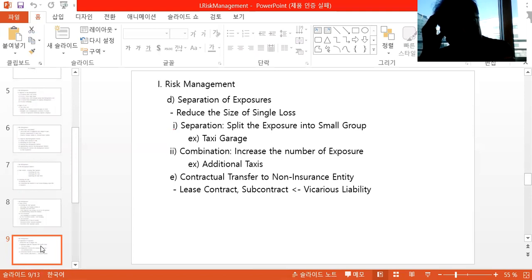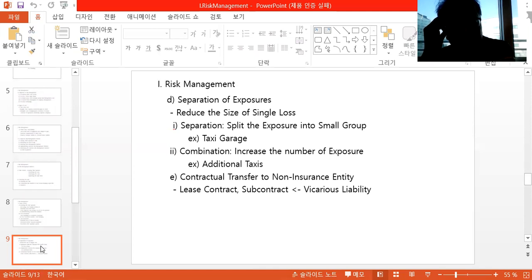Increase the number of exposures. If you have additional taxis in the garage, and a few cars malfunction, you still have enough taxis to operate.